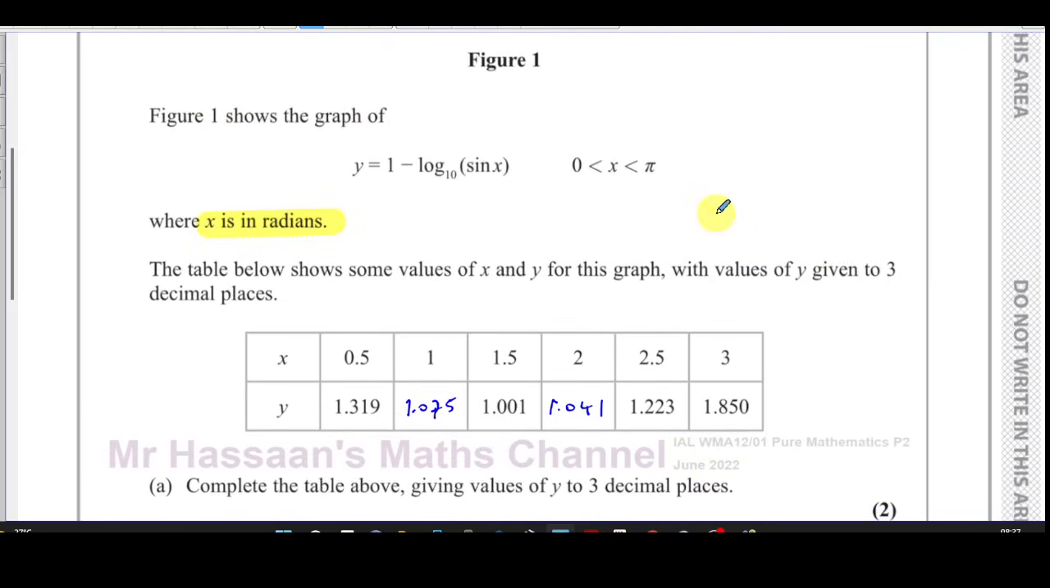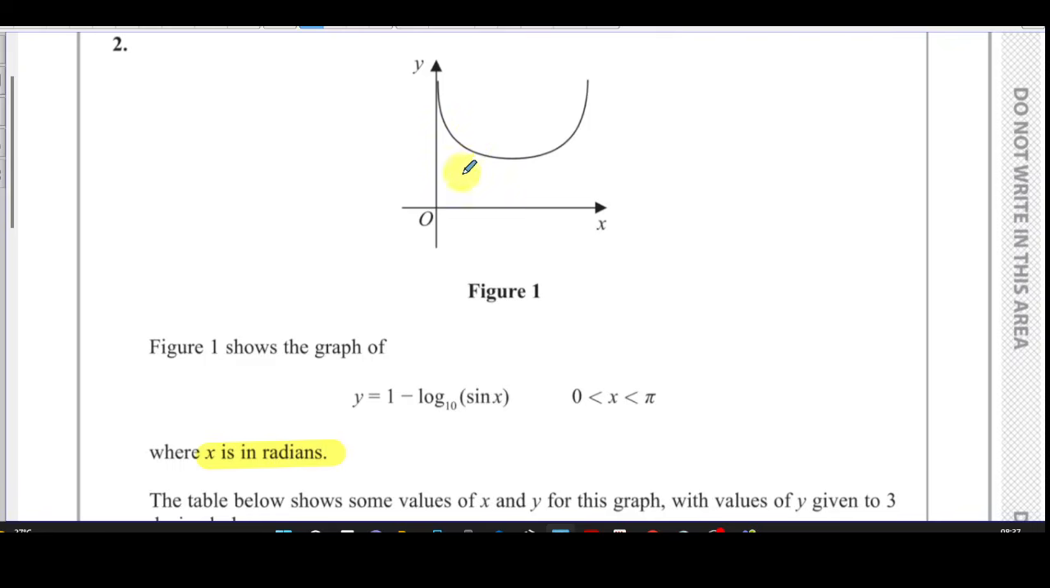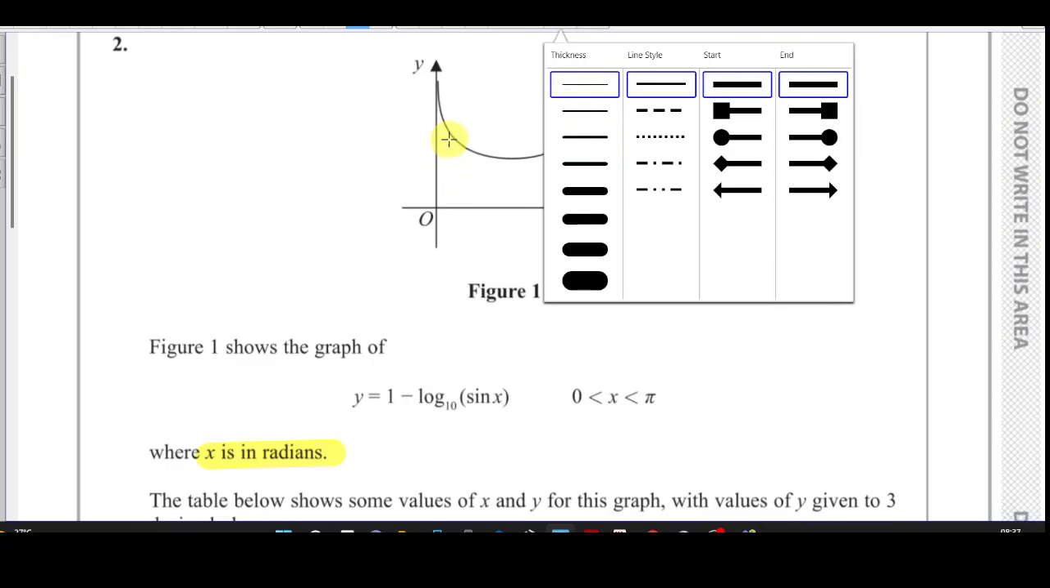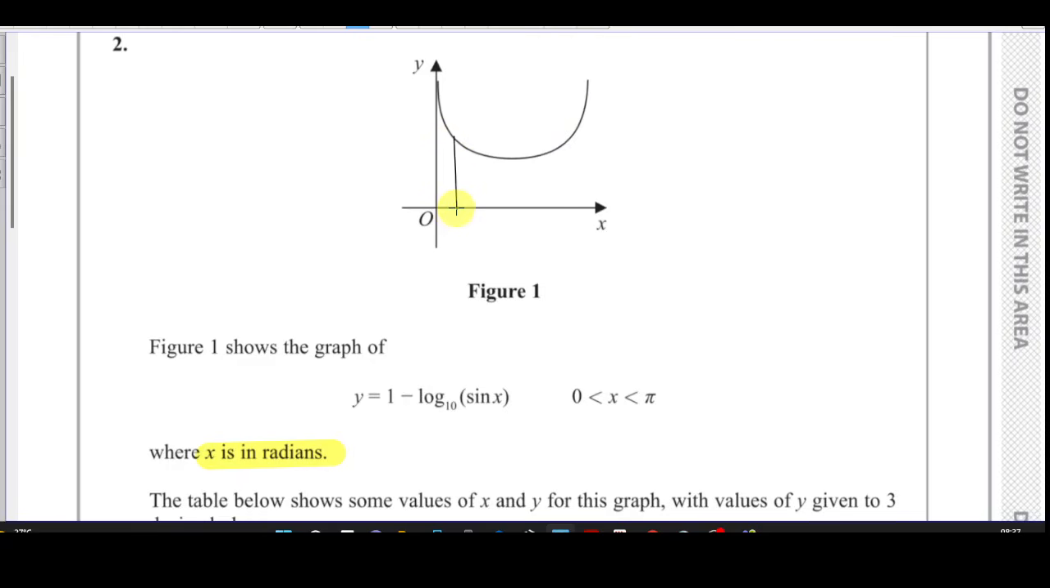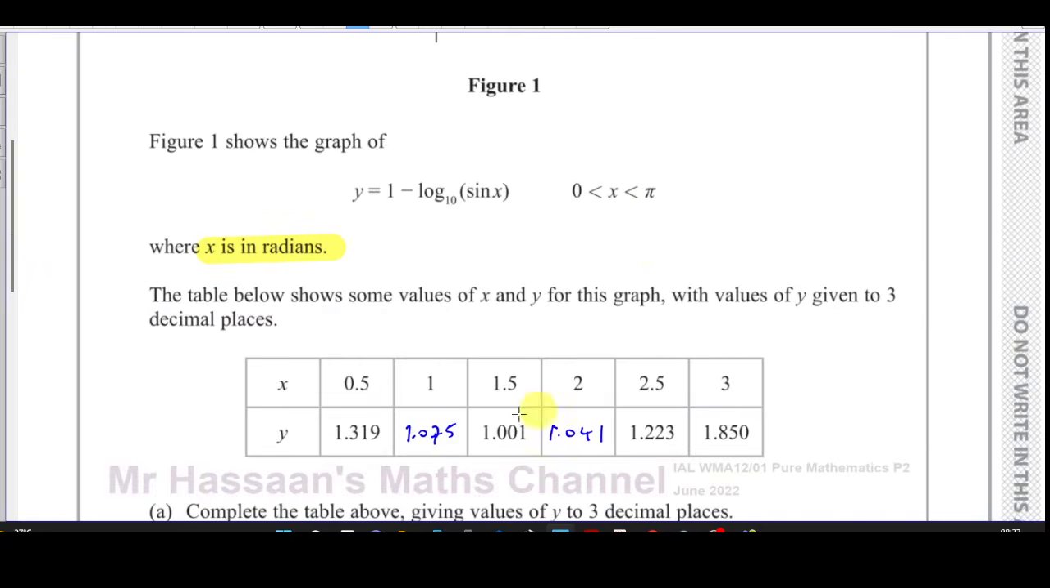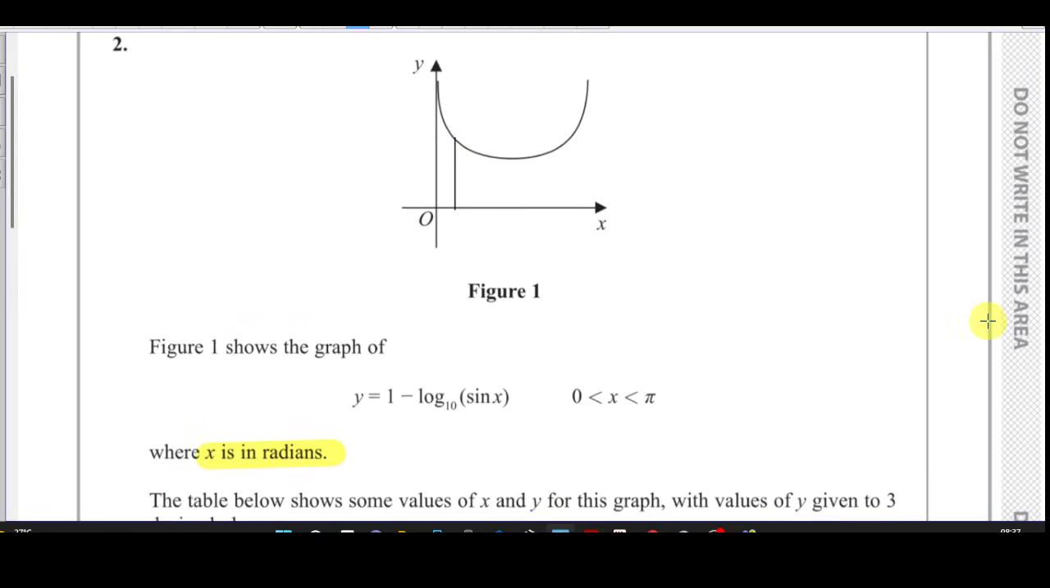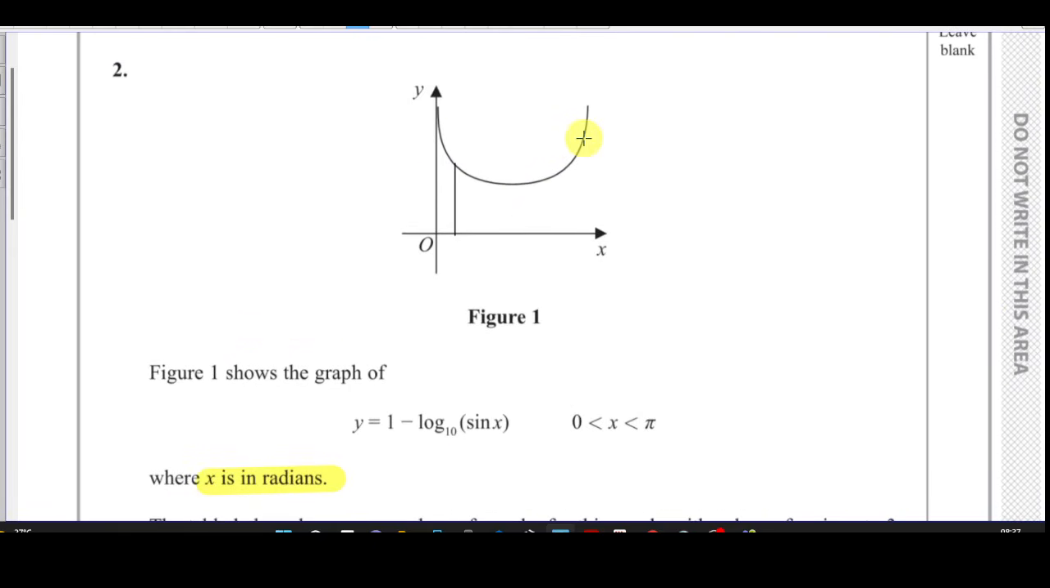So basically we need to find the area. When we integrate, we're finding the area under the curve between 0.5 and 3. We can see this is like 1.3 going down, down, then going back up again. So it's like something like this. Say this is 0.5 and say this is 3.